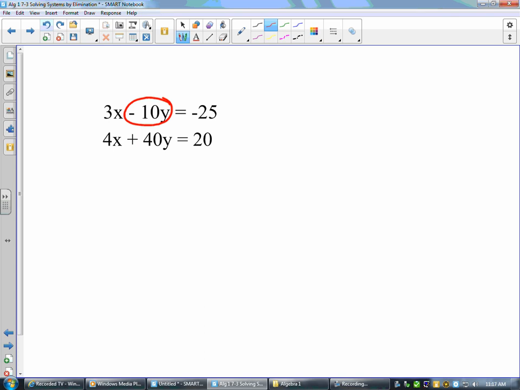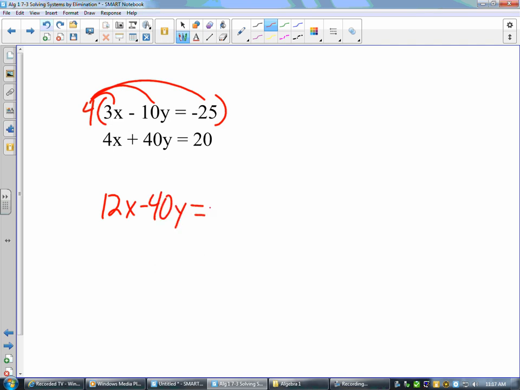So that's what I'm going to do. I'm going to multiply both of these two by a positive 4, and I don't need to multiply it times negative because it's already a minus. And I'll multiply a 4 times each and every term. Again, remember, get every term. 4 times 3 is 12x minus 40y equals minus 100.